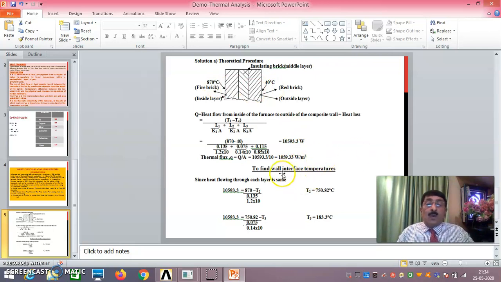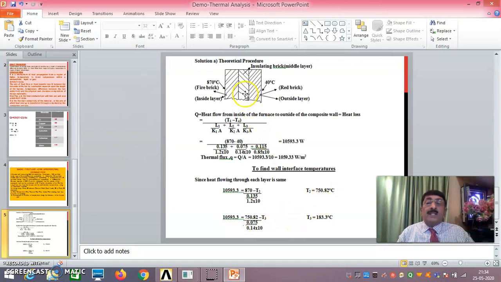Now to find the wall interface temperature, since heat flowing through each layer is same. Okay, it is through each layer 10,593.3 only. For this layer, let us say 870. Let us say this is T1, T2, T3, T4. T1 is 870, T4 is 40, T2 and T3 have to be found out. T2 you find out in this way, 10,593.3, because heat flowing through each layer is same. 870 minus T2 divided by 0.135, 1.2 into 10. You get T2 is 750.82 degrees centigrade.